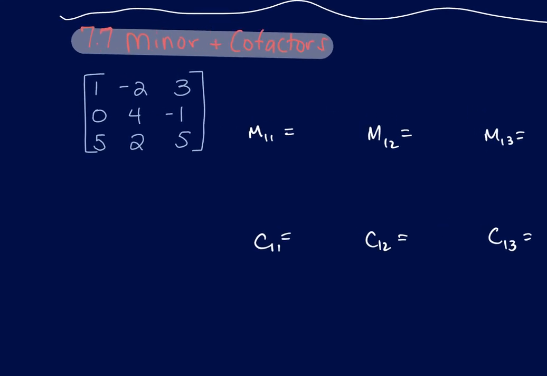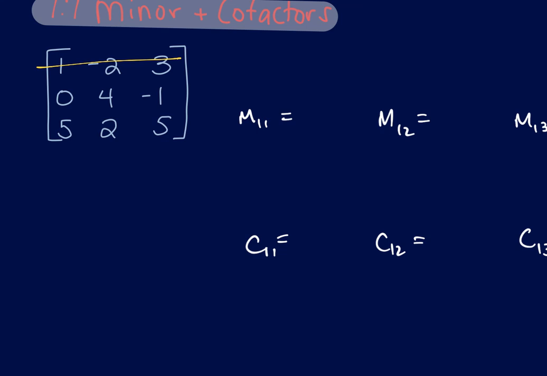So if I'm doing 1, 1, I cross through row 1, column 1, and I'm going to find the determinant of what's left. So 4, negative 1, 2, and 5. 5 times 4 minus 2 times negative 1, 20 minus a negative 2 becomes plus 2, and that's 22. And this is where you're going to nice and lightly draw on your quiz because you don't want to write so hard that you have to erase hard and then lose the number.